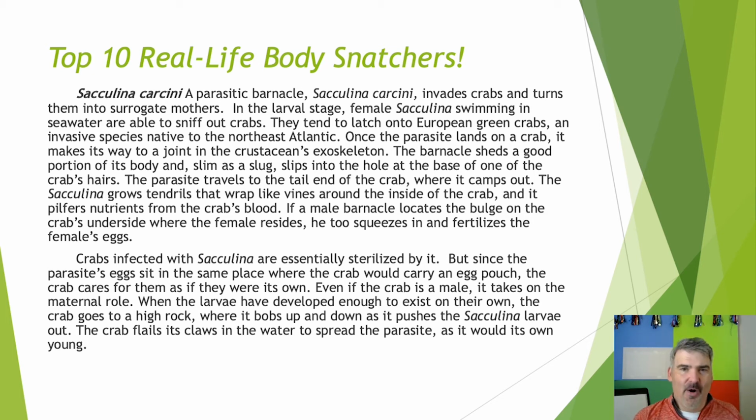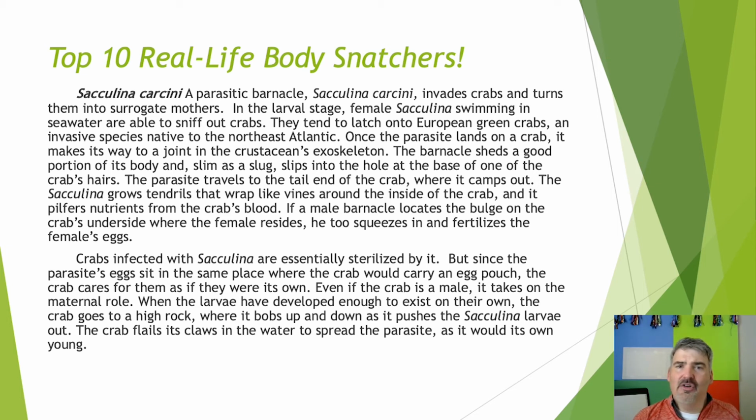We know that the barnacle, being slim as a slug, snuck into the crab. Let's keep reading to remind ourselves what happens next. Make sure you keep adding to your notes. The parasite travels to the tail end of the crab where it camps out. The saculina, or parasitic barnacle, grows tendrils that wrap like vines around the inside of the crab, and it pilfers, or steals, nutrients from the crab's blood.